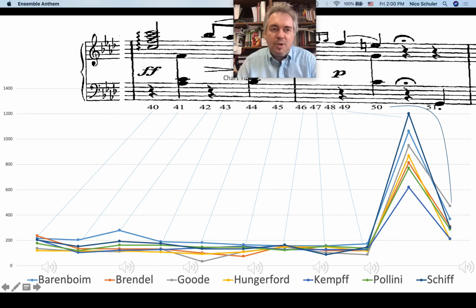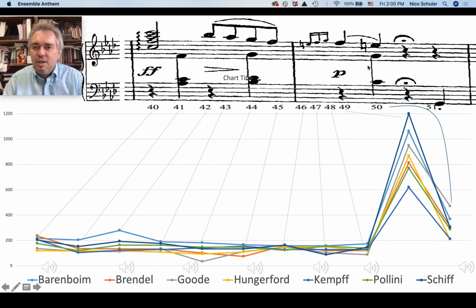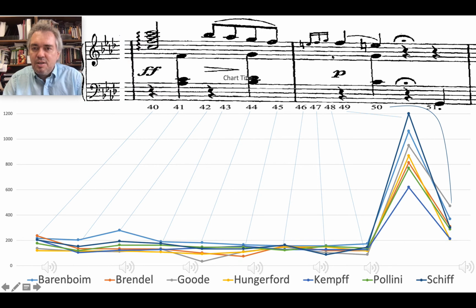And let me move my picture out of the way here. So it's this note that is being prolonged. In some cases, it's 1,200% of the notated average quarter note. That is a lot.